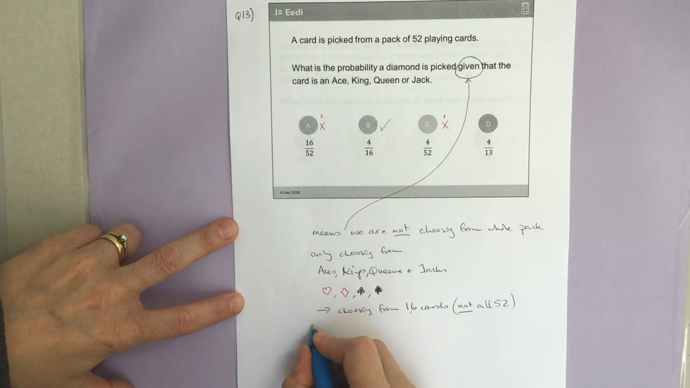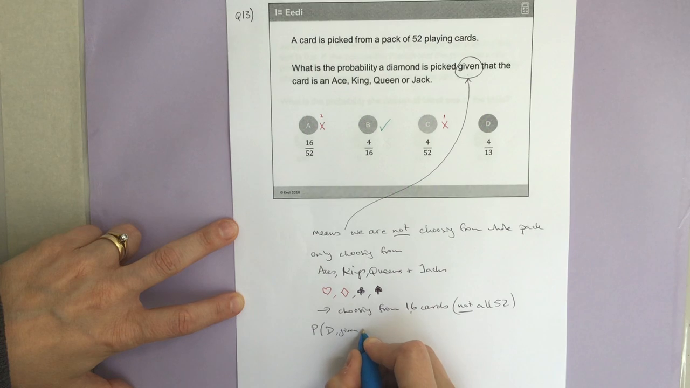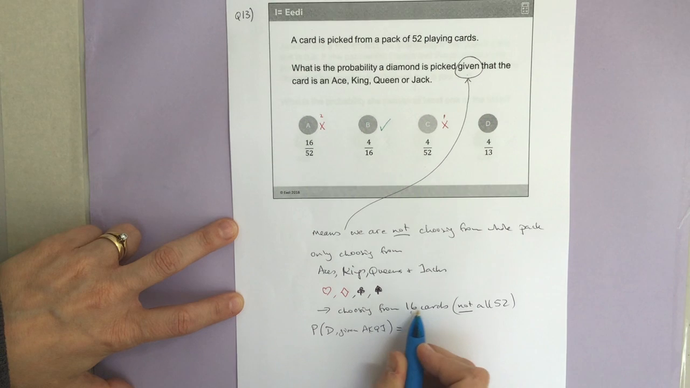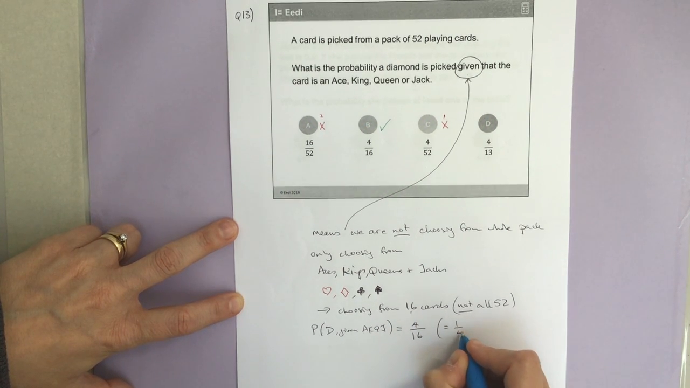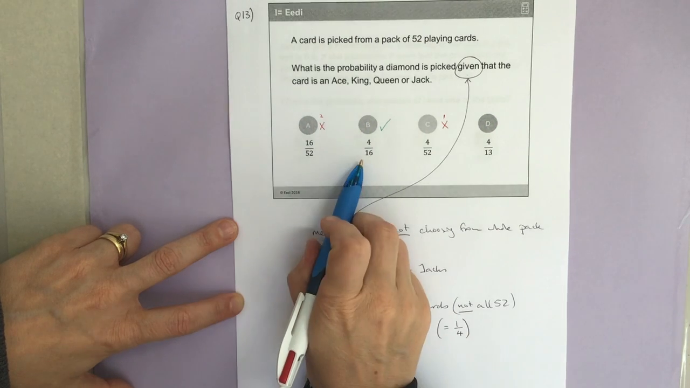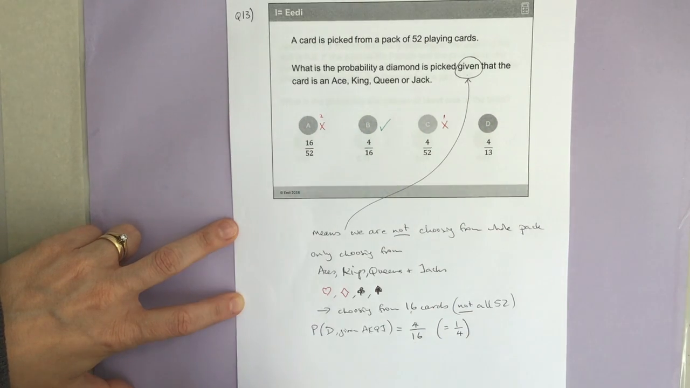And let's have a look then. So the probability then of getting a diamond given one of these, ace, king, queen, or jack. Well, you could have then ace of diamonds, king of diamonds, queen of diamonds, jack of diamonds. They're the only diamonds from these 16 cards, so that's going to be 4 out of 16. And I would expect us to cancel that down to a quarter, but they haven't here. So 4 out of 16, there's our correct answer.